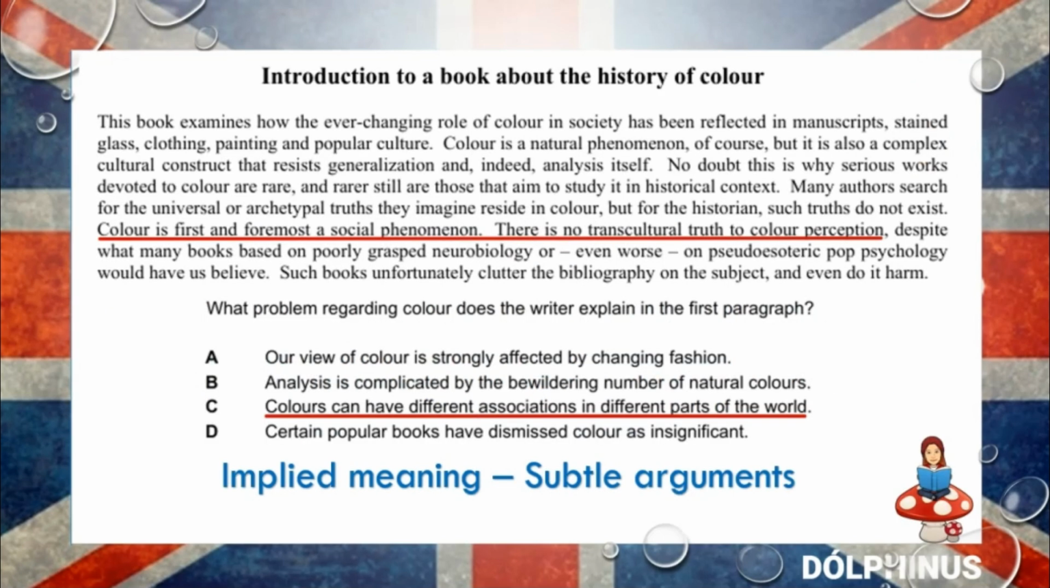Now let's compare this to the C1. Stop the recording in order to read it as before. Stop. In C1, the meaning is implied with subtle arguments. Therefore, it is not directly said, but is gently suggested, and readers must read between the lines. Colors can have different associations in different parts of the world, and it's said in this way: color is first and foremost a social phenomenon. There is no transcultural truth or color perception.